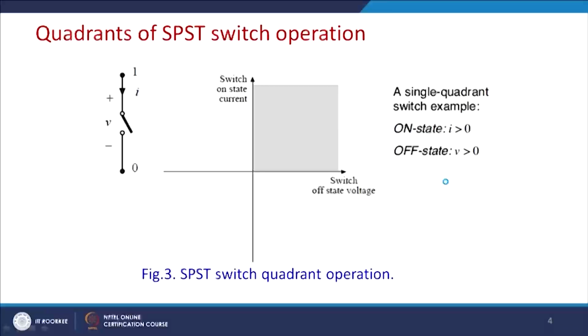A simple single pole single throw switch has an on state and off state, as shown here. So this is its blocking potential. This axis stands for V and this axis stands for I. So it can block this much of potential, and in the on state current can flow in this direction. In this zone it can conduct and in this zone it can block. So this is called single quadrant operation of the switches. We shall see what kind of switch will give this kind of operation.